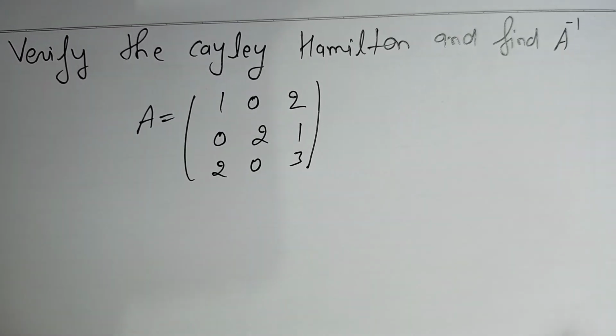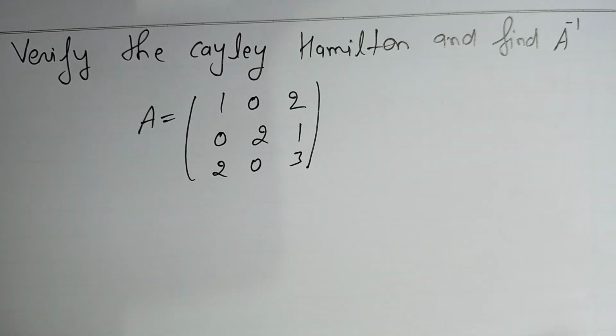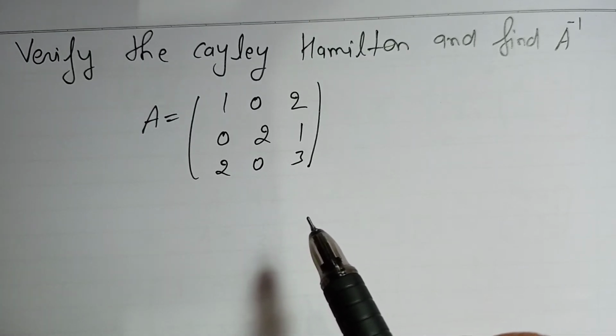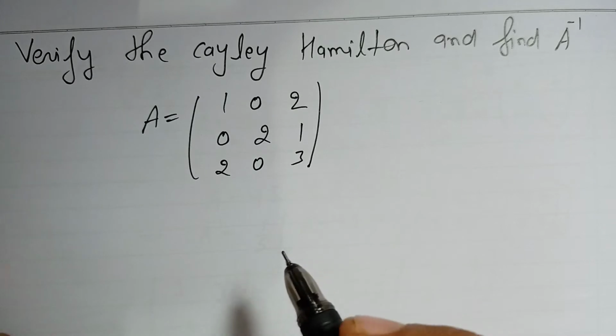Next, for a 3x3 matrix, verify the Cayley-Hamilton theorem and find A inverse. This is very simple. If you do it for the 2x2 matrix, the same procedure you have to follow.